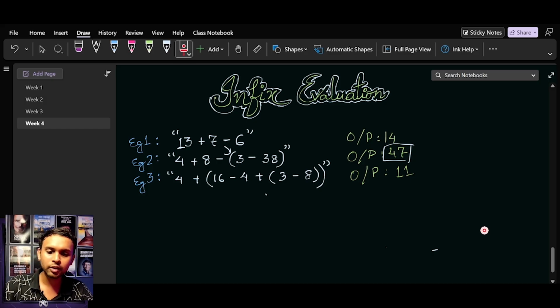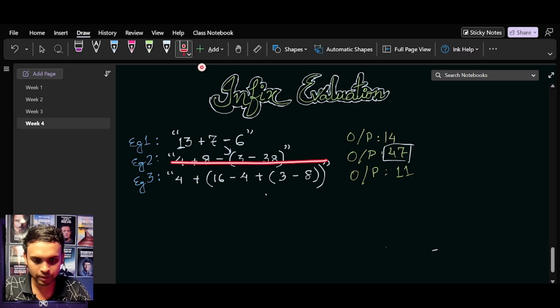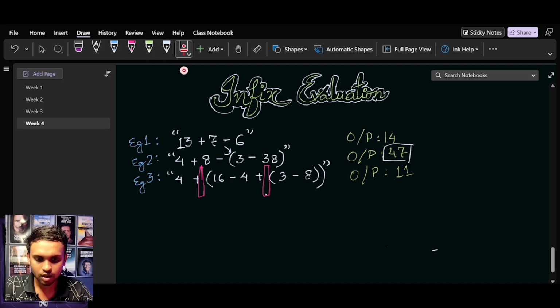Now what I am telling you is that, guys, suppose look at this particular example over here. Initially I am taking three portions. One portion is up till here, then the next portion is up till here, and the rest of it. Up till this point the answer was 4. Then we evaluated this portion over here, the answer became 12. After that we evaluated the rest of this portion and the answer became -5 over here, right?